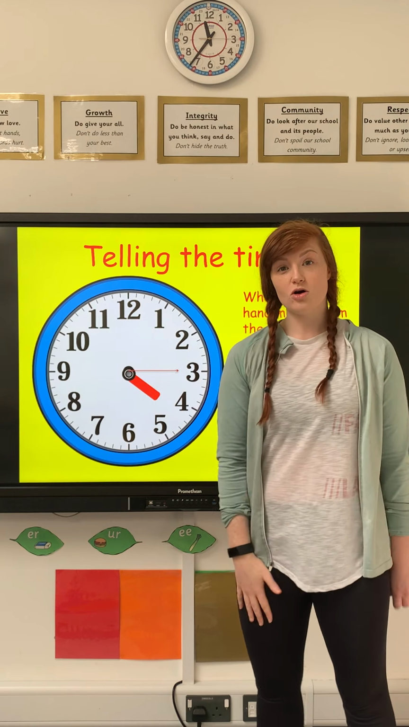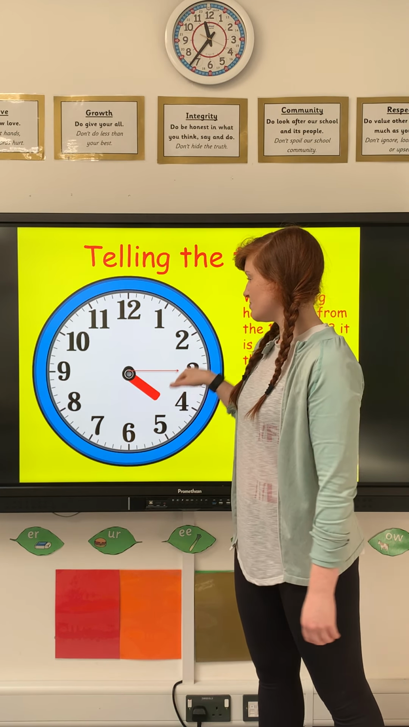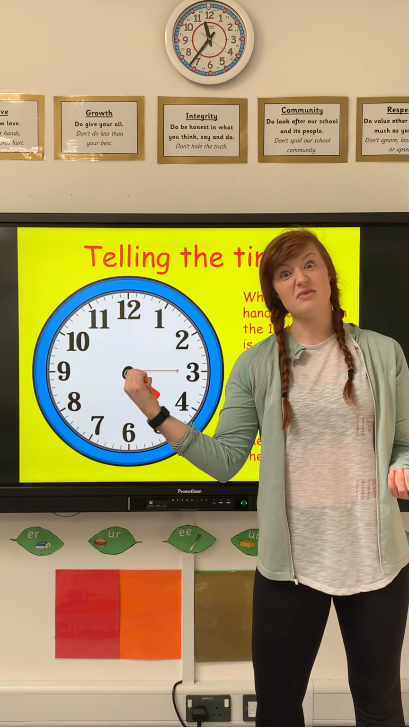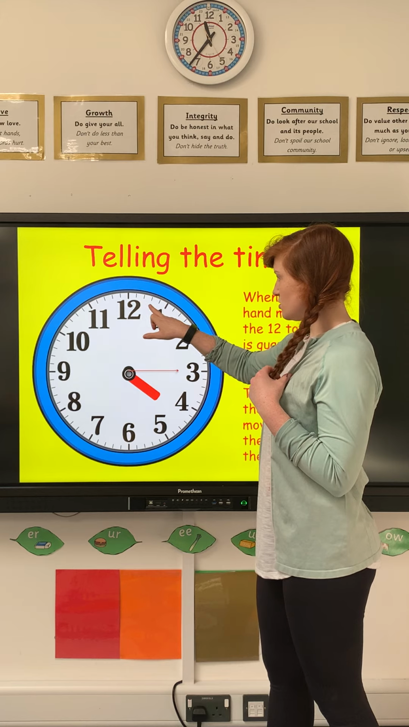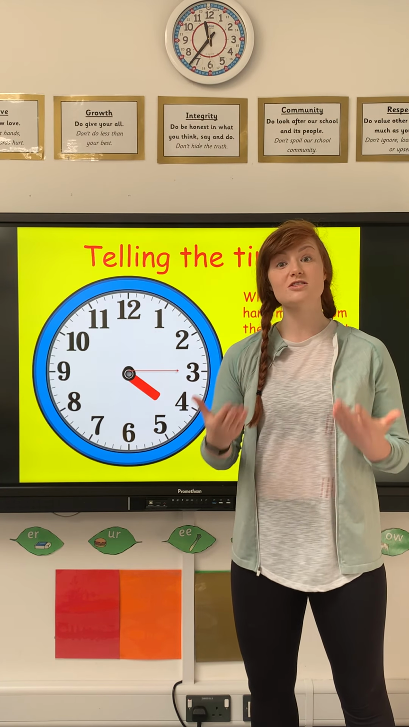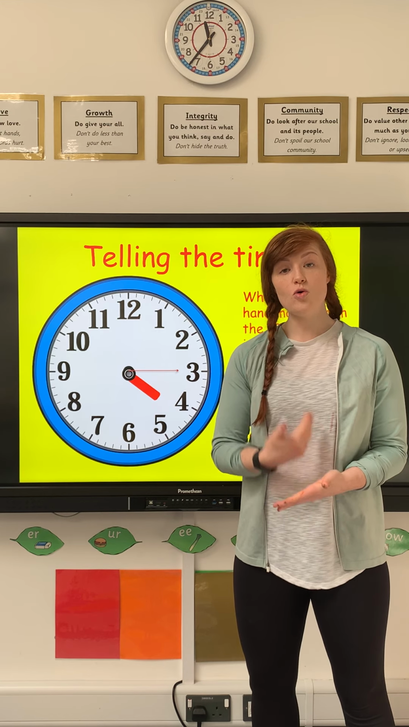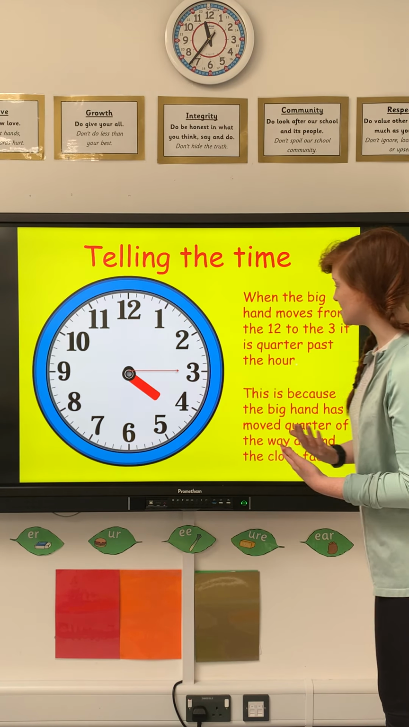So if you imagine that clock is split into 4 bits, across here and across here, we can see it's split into 4 quarters, which I'll show you in a minute on one of the examples. And you can see the big hand has moved from the 12 to the 3. We call that quarter past. So it is a quarter of the way past the hour on that clock, so quarter past the hour.